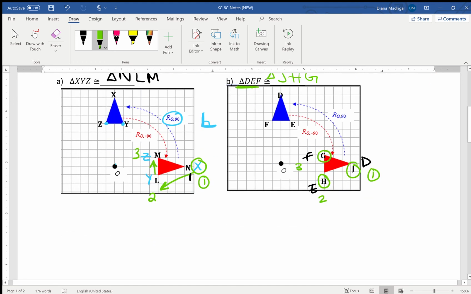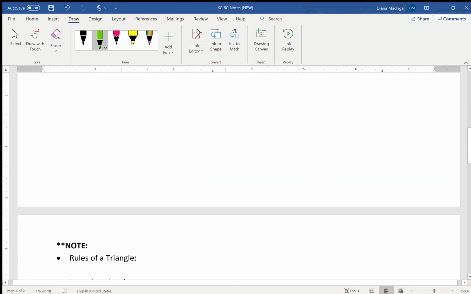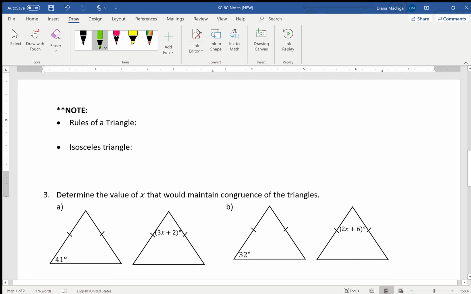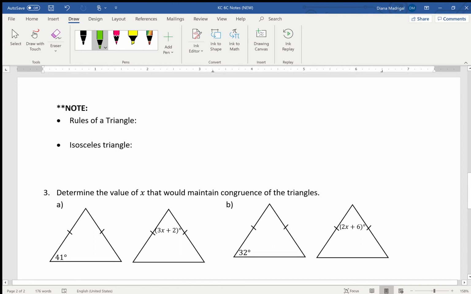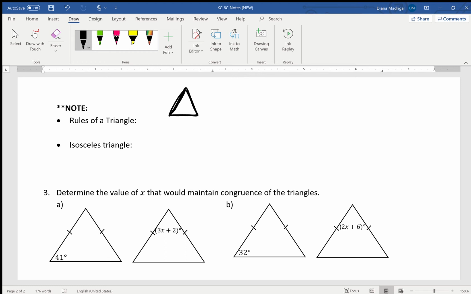Alright, moving on to question number 3, which is the beginning introduction to triangles. In order for us to solve the following questions, we need to understand a few things about triangles. I don't know if you remember talking about this or if you even learned about this, but any triangle has 3 angles, and those 3 angles have to equal 180.